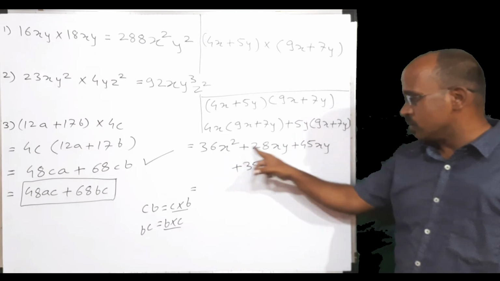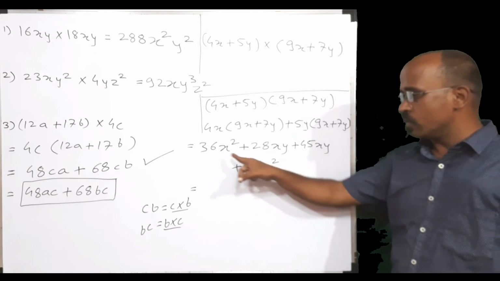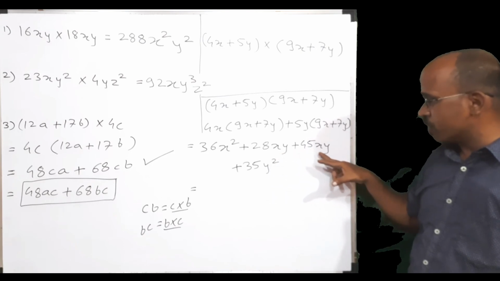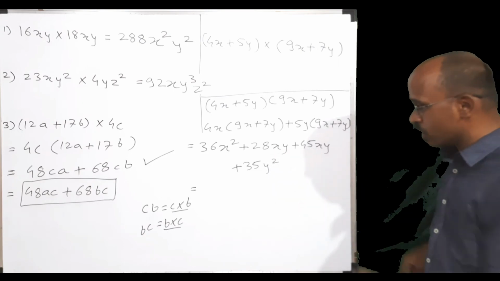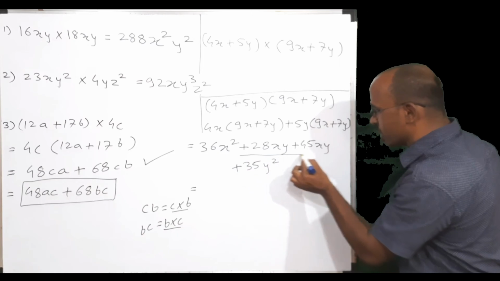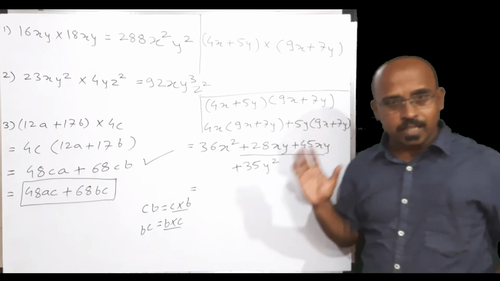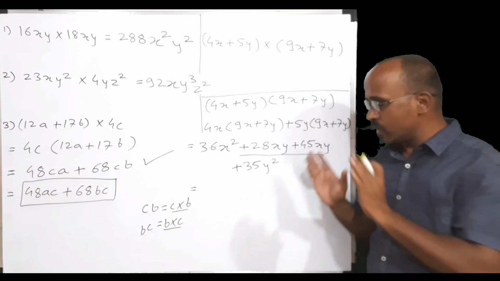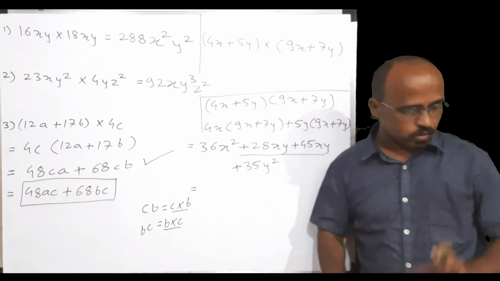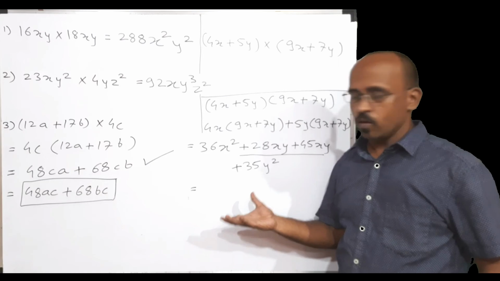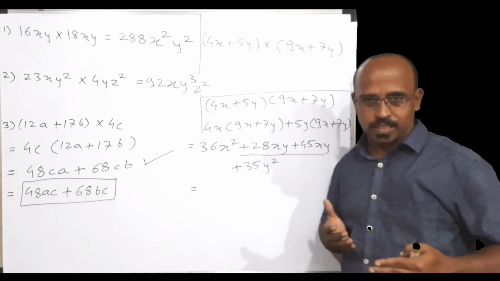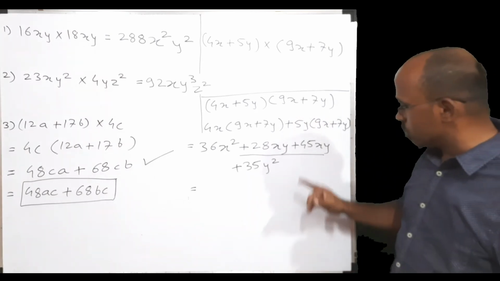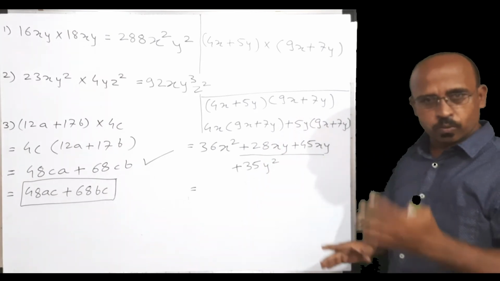36x square, yes, there is not any other term with 36x square. 28xy, 45xy, variables and indices are same. So this 28xy and 45xy, they are like terms, right? So all of the terms are not unlike, hence this is not our final answer. So what we have to do? What we can do between like terms? We can do their addition or subtraction based on their symbols. So plus plus plus, we have to do their addition.